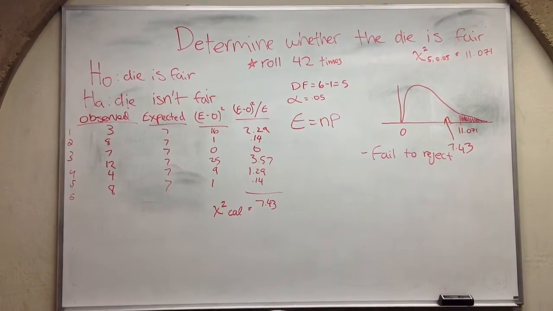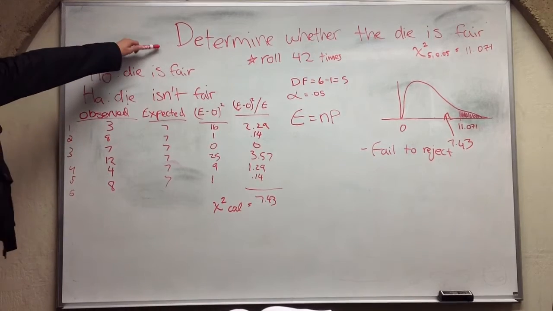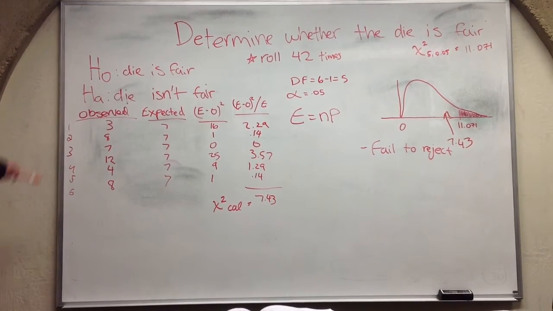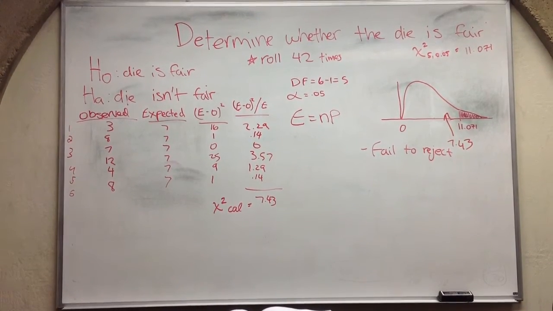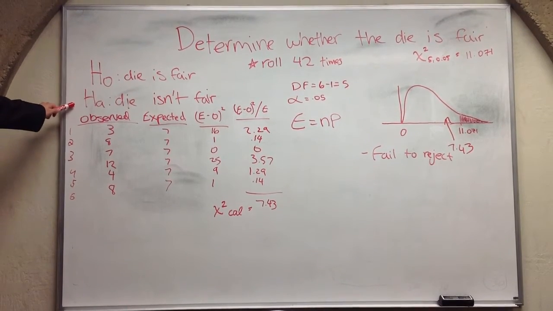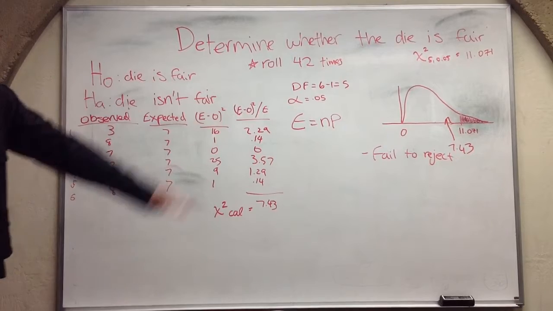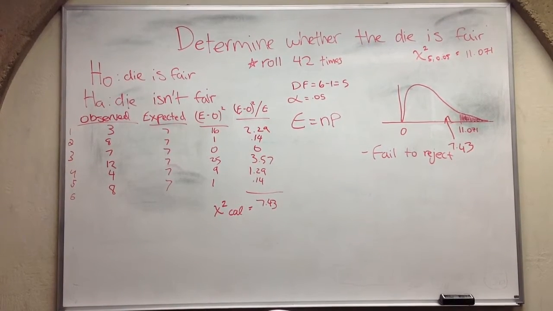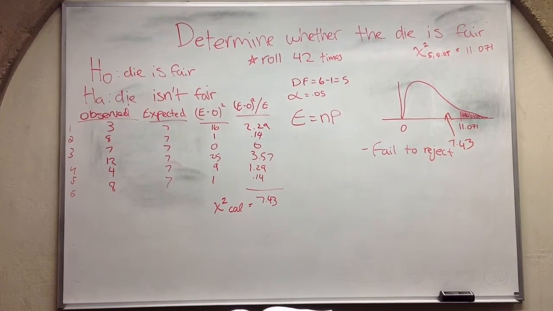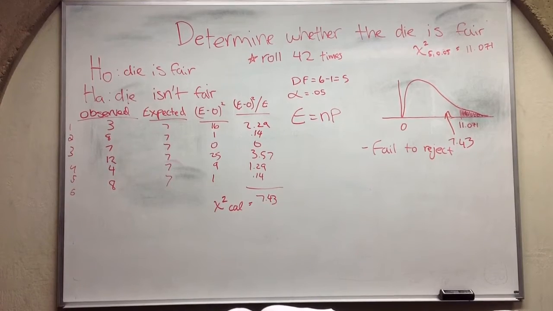We're going to be determining whether the die is fair. Our H0, the die is fair, and our HA, the die is not fair. Alpha, we're using 0.05. And since there are 6 sides on a die, you subtract 1 and you get the degrees of freedom, which is 5.